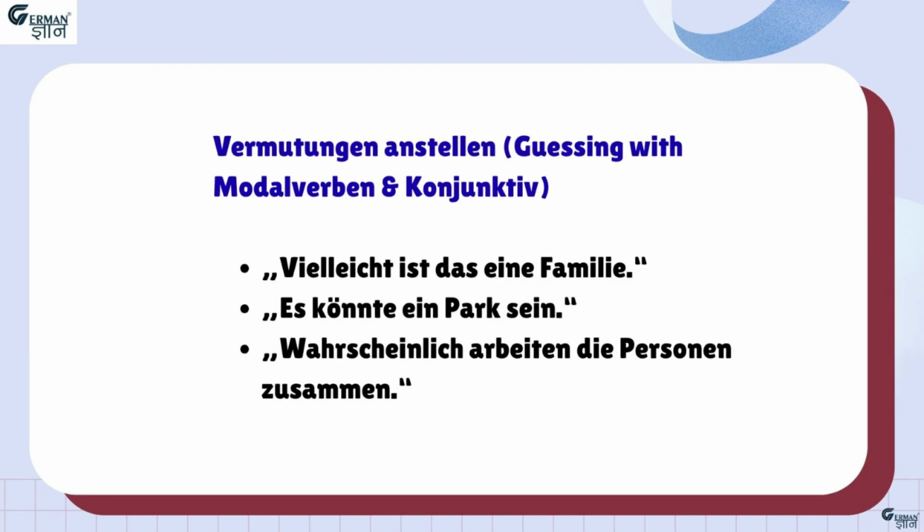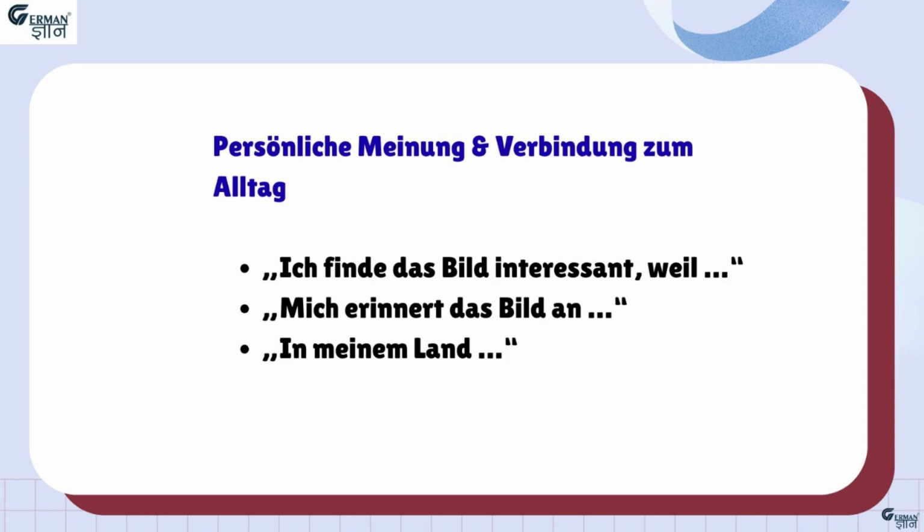Vermutungen anstellen means making assumptions using modal verbs and the subjunctive. For example, vielleicht ist das eine Familie means maybe this is a family. So this is an assumption. Next, es könnte ein Park sein means it could be a park. Wahrscheinlich arbeiten die Personen zusammen means probably the persons work together. So like this you can give assumptions.